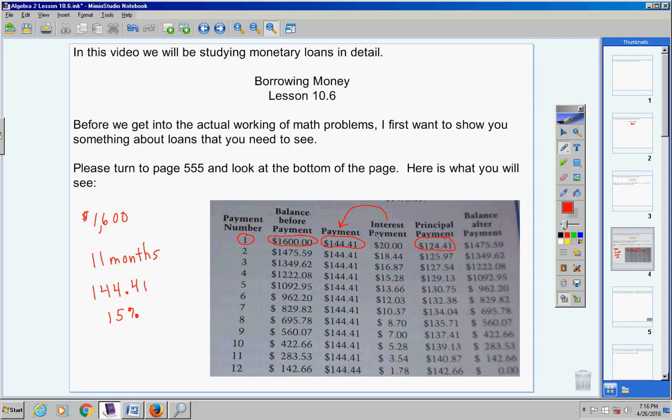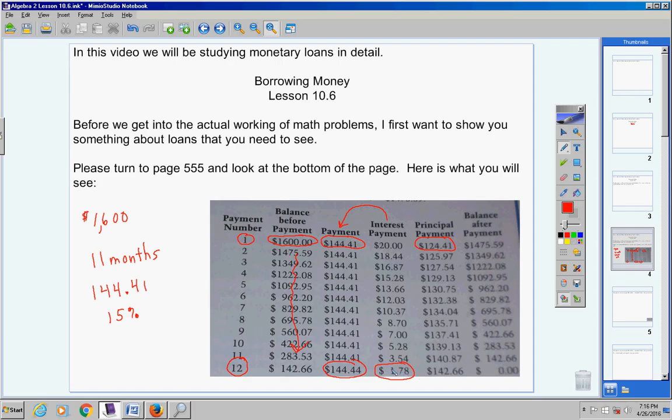$124.41. The reason that happens is because this is the largest your balance is at the beginning, so your interest will be the highest. Look as you work your way down through here. Notice your interest payments get smaller and smaller. Anyways, for your last payment here, you pay $144, and only $1.78 goes to interest.